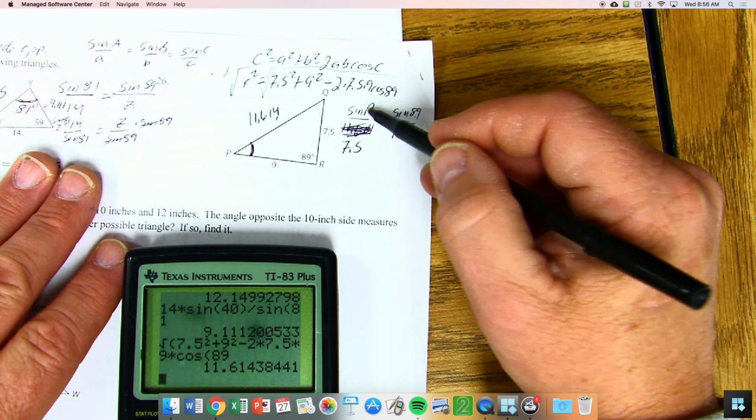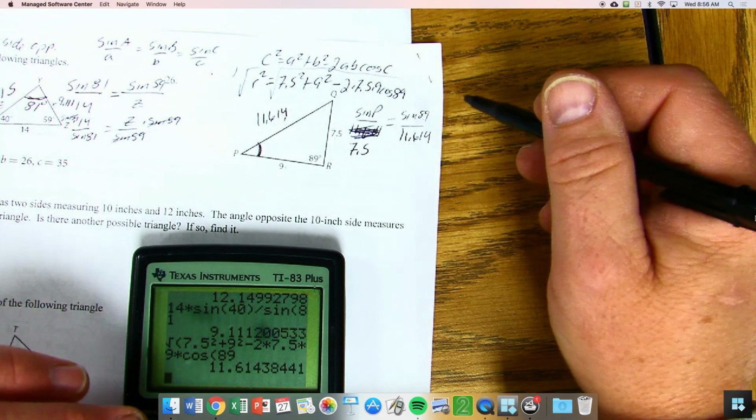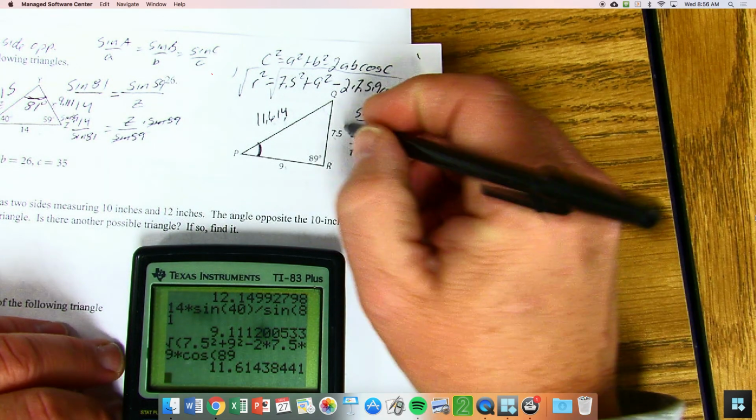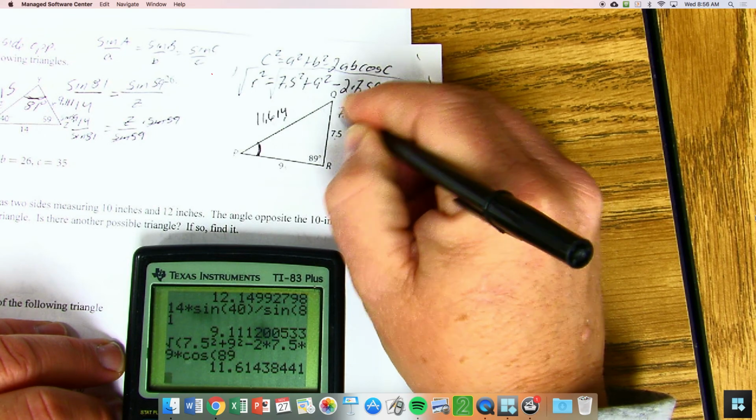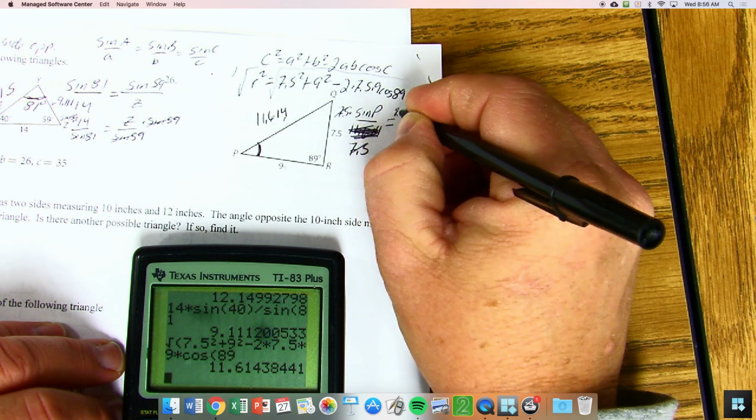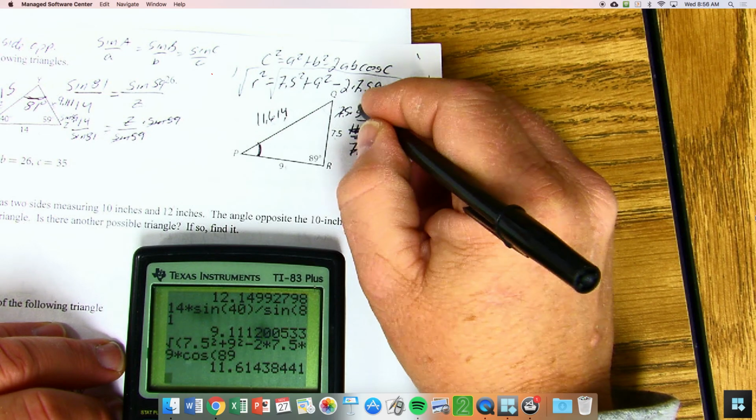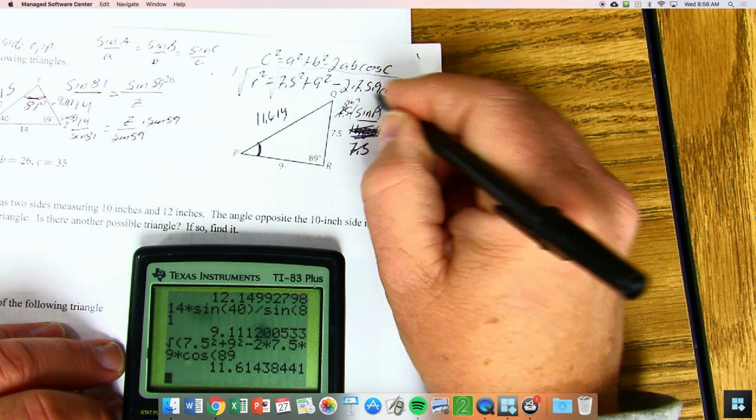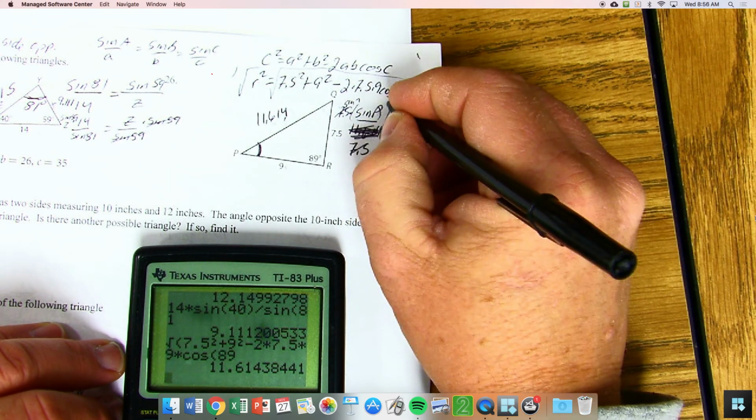Now P is on top, so I don't need to flip it. We're good. Just multiply by 7.5. I'm going to multiply this by 7.5 over here. Then I'm going to take the inverse sine of both sides. So I have to take the inverse sine of that.